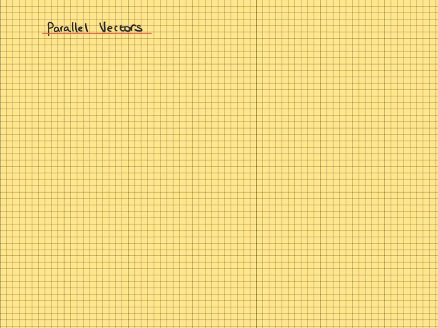So let's see what we remember about parallel vectors. I'm going to write down some examples of vectors that are parallel to each other. So the vector 2, 4, the vector 4, 8, the vector negative 1, negative 2, these are all parallel to each other.